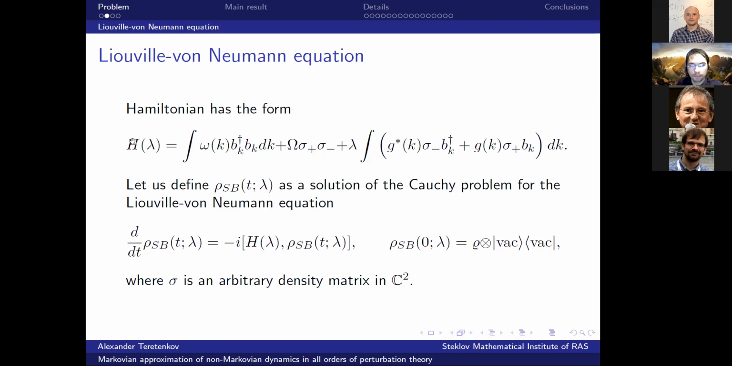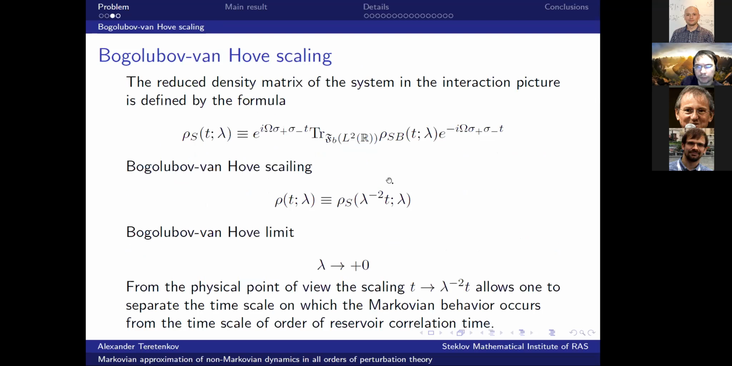So for sure, I have a coupling constant here, and of course it could be taken into this g of k, but I will separate it from g of k. Moreover, which is most important for my talk, I will use this small parameter not only in the coupling constant, but in the time rescaling.